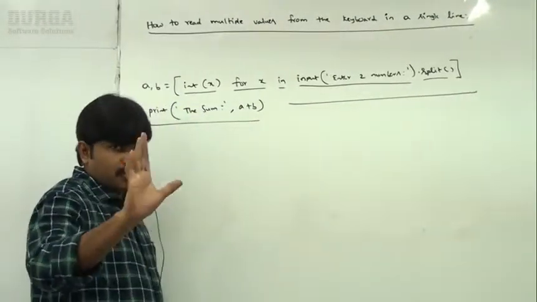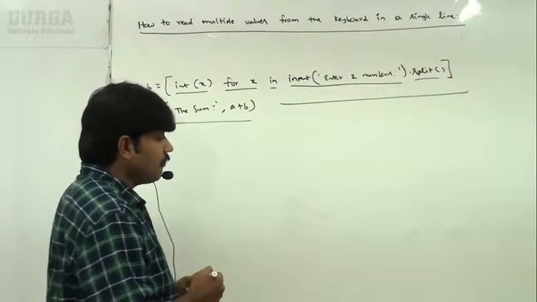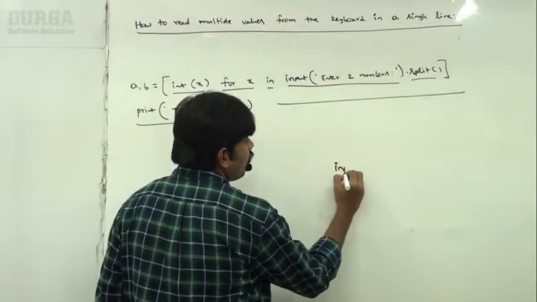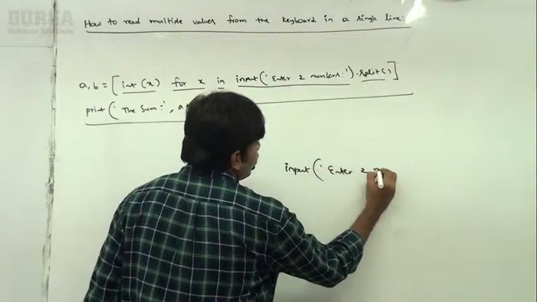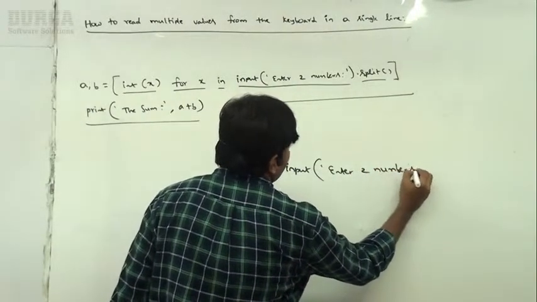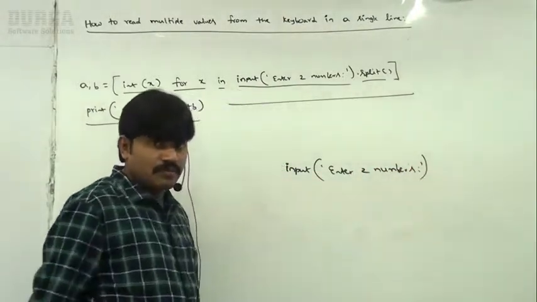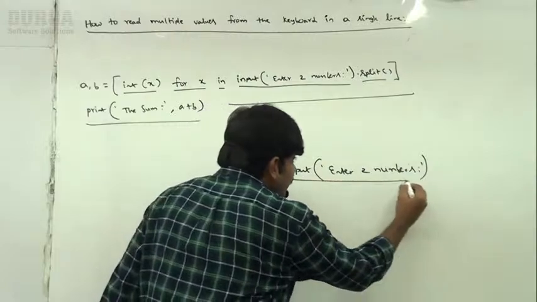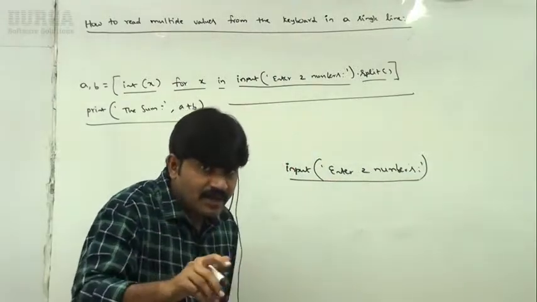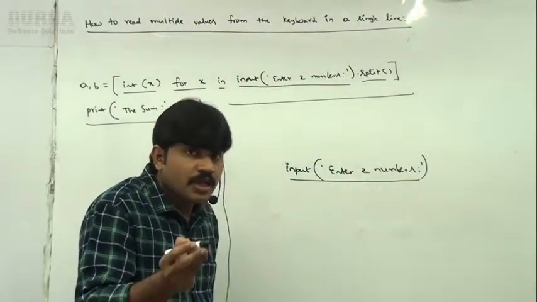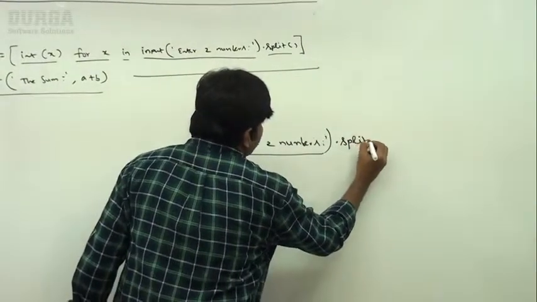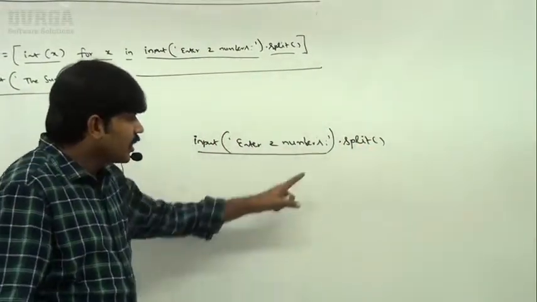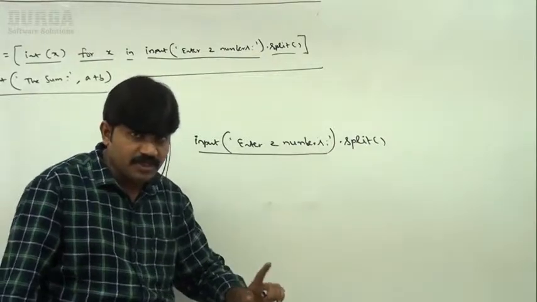Here, legend, first thing, sir. What is the first thing? Input of enter two numbers. Now I'm getting, sir, a single string internally containing two values. Can you please convert it into a list using the split function? Okay, split is the function.